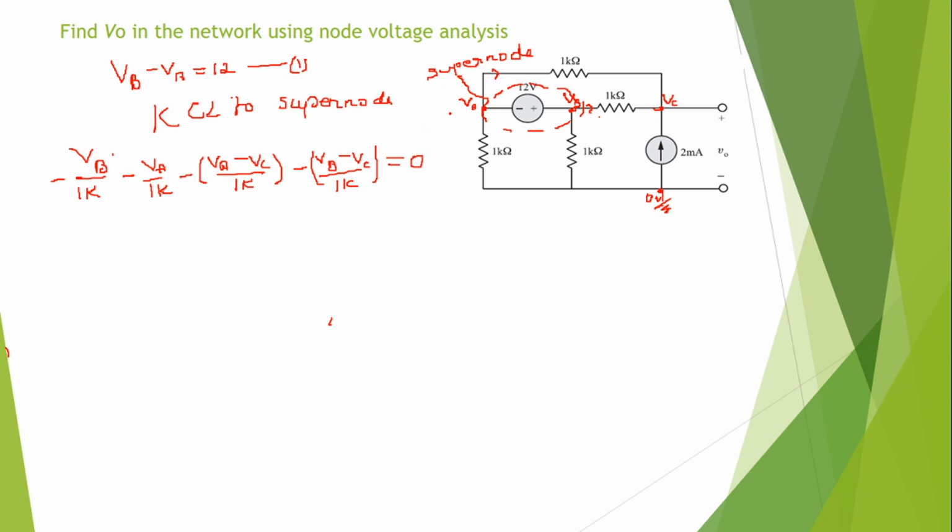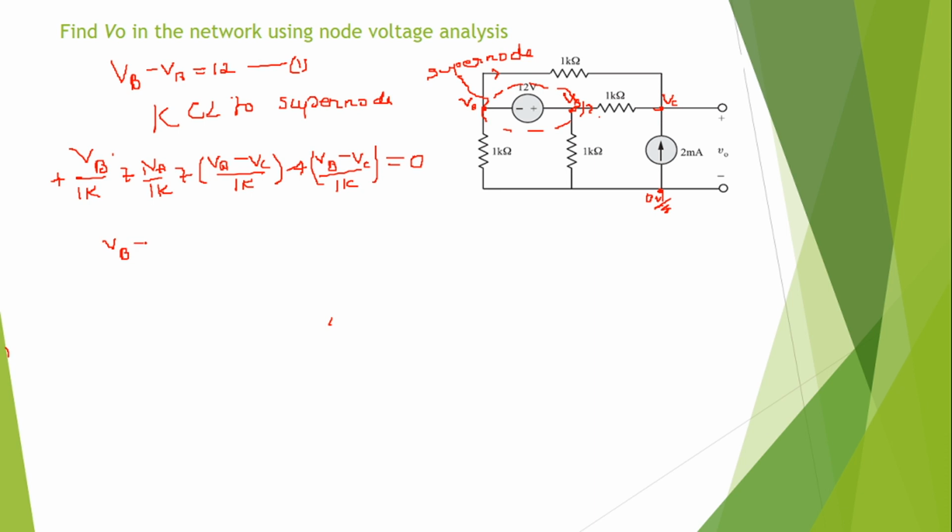Now to this supernode, these four elements are connected. So in the equation there must be four terms. So these are the four terms. All are the currents through the passive elements. So I will multiply this with minus sign. After multiplying with the minus sign, and by taking the LCM as 1K and then cross multiplying, what will remain?